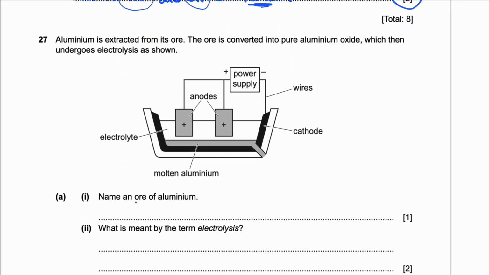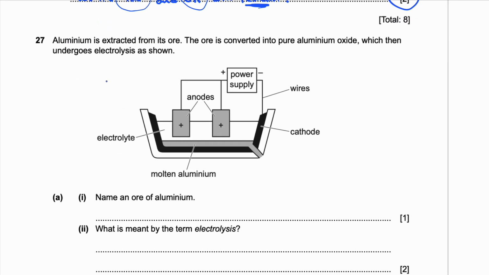The last question here, once again, extraction of aluminium. So aluminium is extracted from its ore. The ore is converted into pure aluminium oxide, which then undergoes electrolysis as shown. Name an ore of aluminium. So the name of the ore is bauxite. What's meant by the term electrolysis?